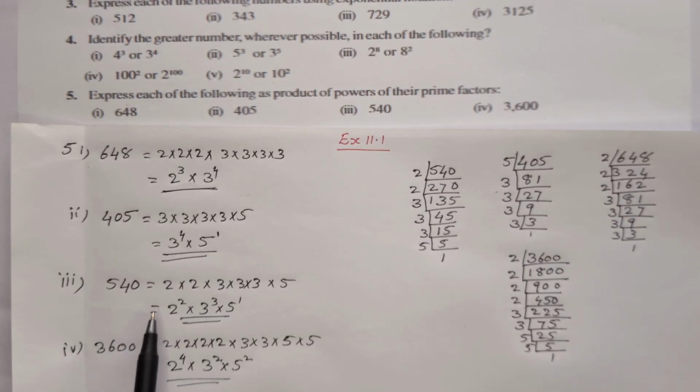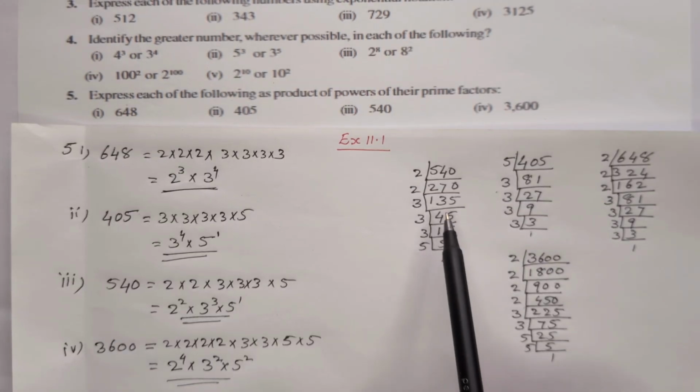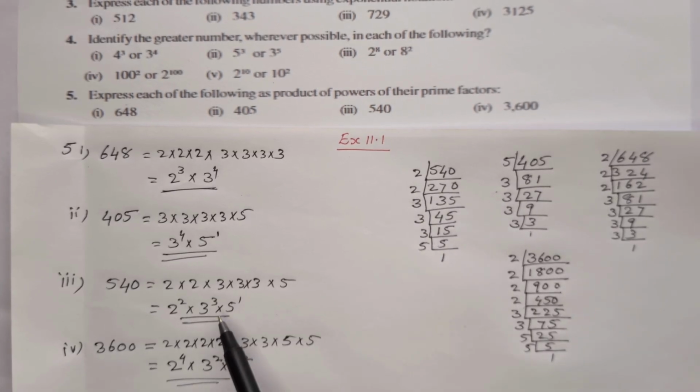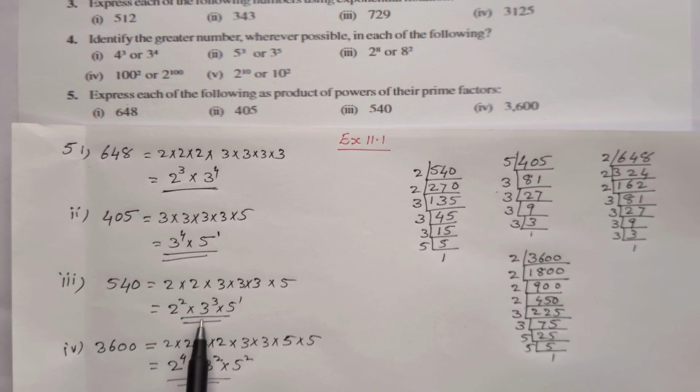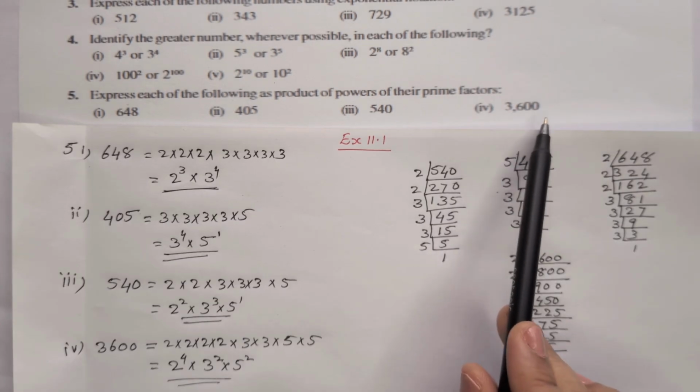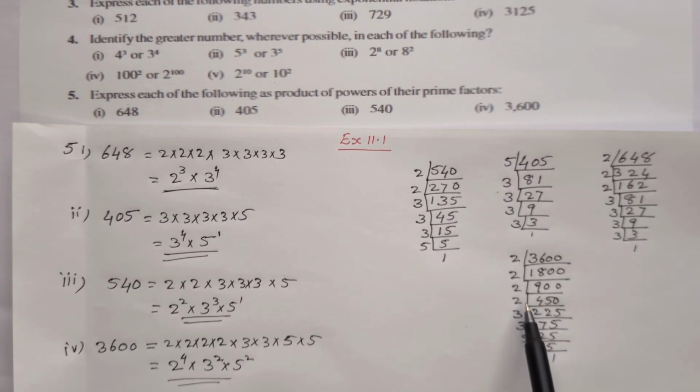Third number 540. When we are doing the prime factorization, 2 two times, 3 three times and 5 one time. So we can write that is equal to 2 square into 3 cube into 5 raised to 1. Next number 3600. Divide by 2 and 3 then 5. Here we are getting 2 four times, 3 two times, 5 two times. So 2 raised to 4 into 3 square into 5 square.